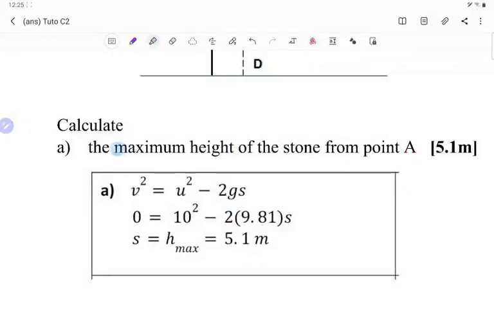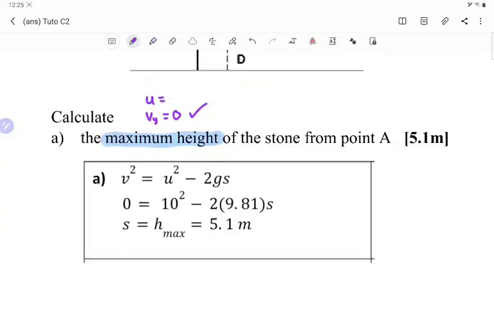Okay, again, the keyword is maximum height. During maximum height, Vy or V is equals to 0. Okay, so we already have one parameter. We are given the value of U, which is 10 meter per second, and we know G is equals to 9.81. You need to find S. Okay, so the most suitable formula is V squared equals to U squared minus 2GS. So you will get the maximum height.